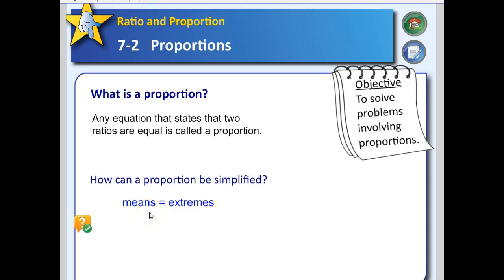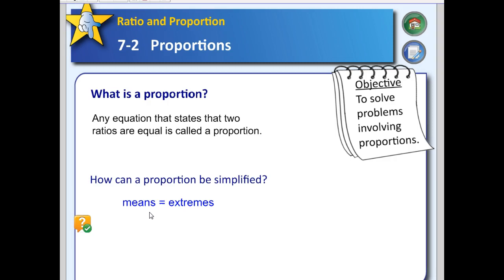Hello class. Yesterday, if you remember, we worked with the idea of ratios. Today, we're going to look at how to solve problems involving proportions. You have a note sheet, but the definition for a proportion is on the board. It says any equation that states that two ratios are equal is called a proportion. A good way to remember that is if a fraction equals a fraction, then we have a proportion.